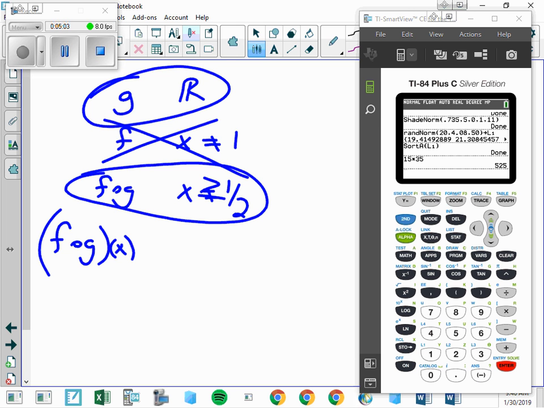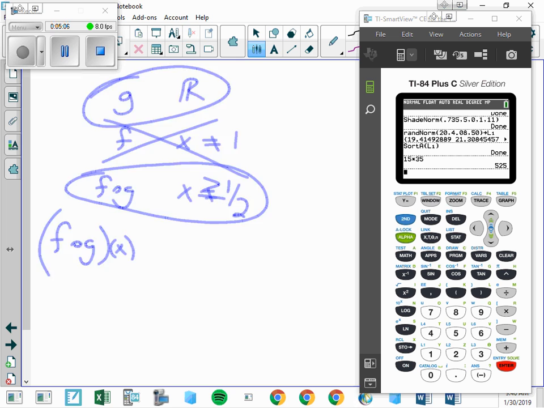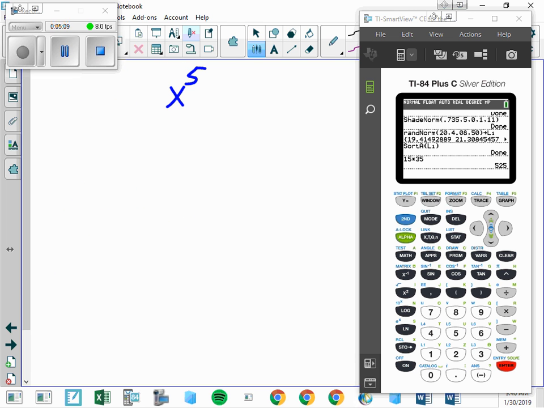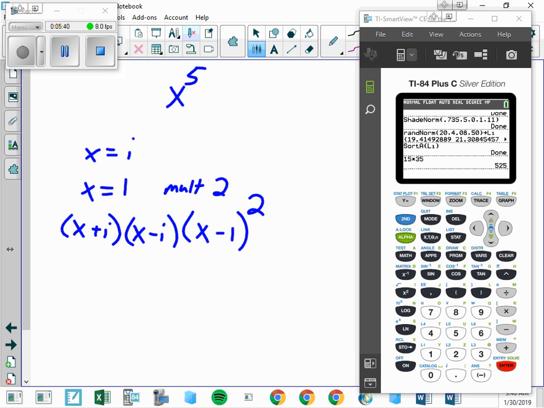Oh, back to 8. So we have a 5th degree polynomial, x to the 5th. And we know that x equals i is one of the roots, and x equals 1 is one of the roots with the multiplicity of 2. Okay? The graph of the function will have 2 x-intercepts, true or false? Well, I have x plus i, x minus i, and x minus 1 squared.